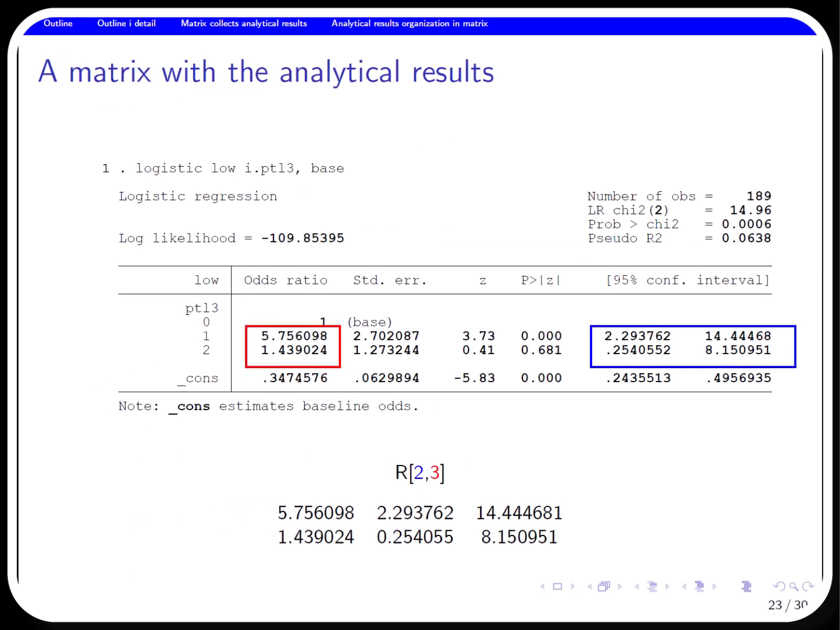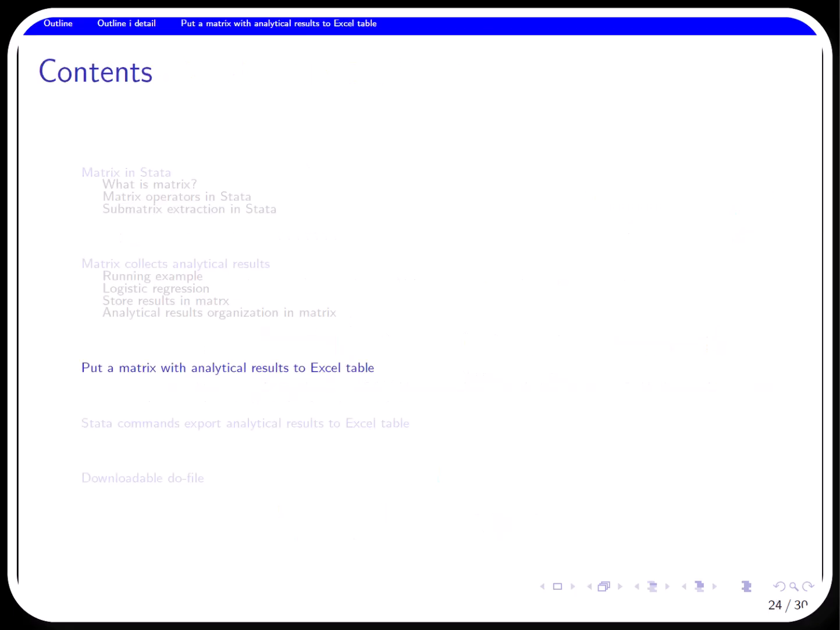A matrix with the analytical results. After the above process, we have collected all the analytical results in the matrix R. R is a 2 by 3 matrix. Put a matrix with analytical results to Excel table.